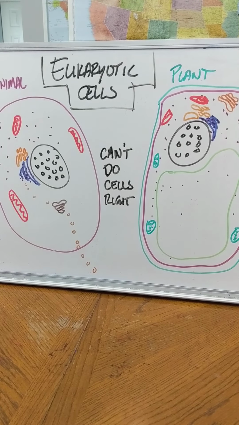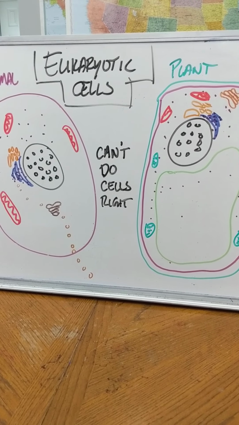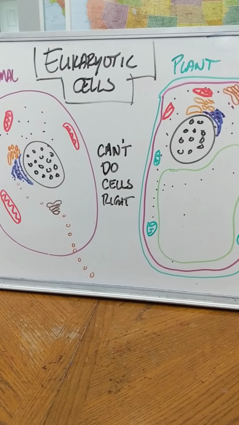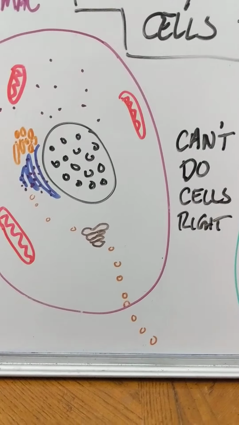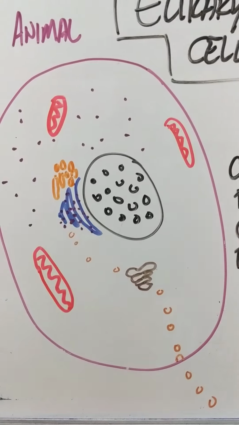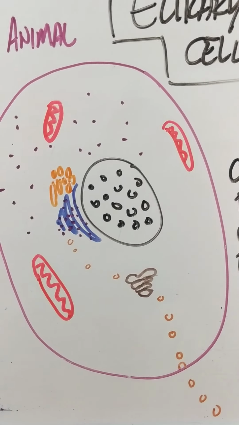So, friendly reminder, eukaryotic cells are very complex. They have lots of parts, which you guys now know are organelles. Just a quick overview of the organelles. Basically, the gist of the organelles is to help the cells do their job, which is to produce protein.